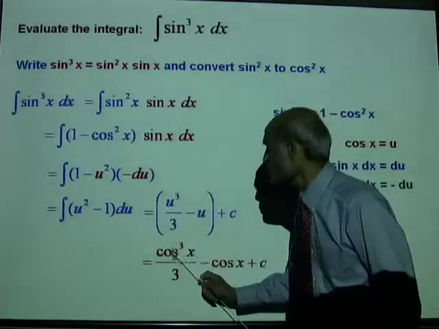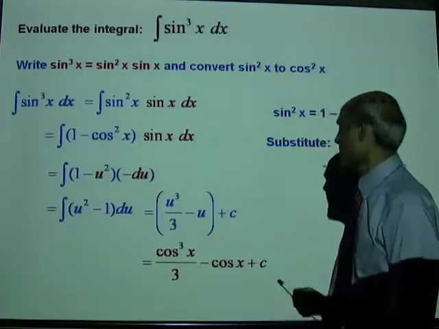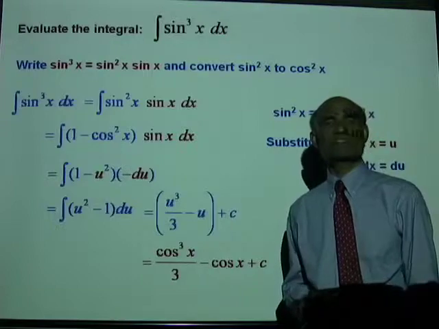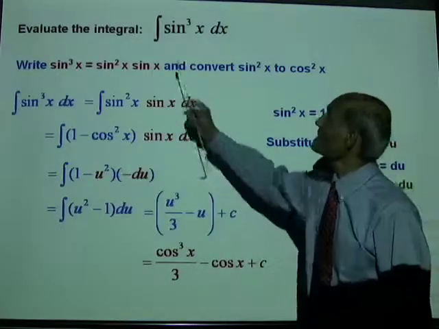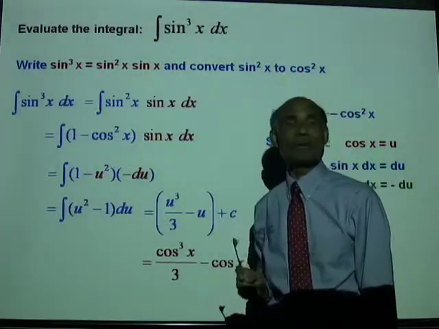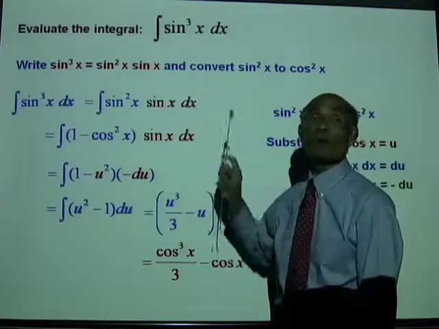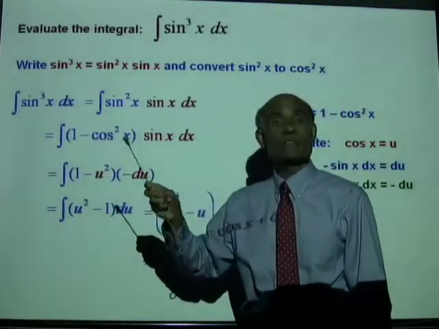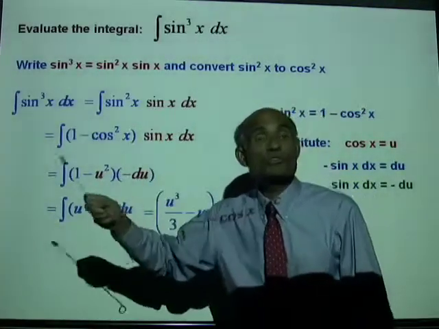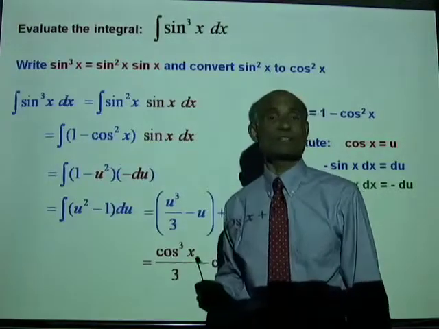That will be cos cube x over 3 minus cos x plus c. And that is very simple that way. Now, in the same way, you can also integrate integral cos cube x dx.